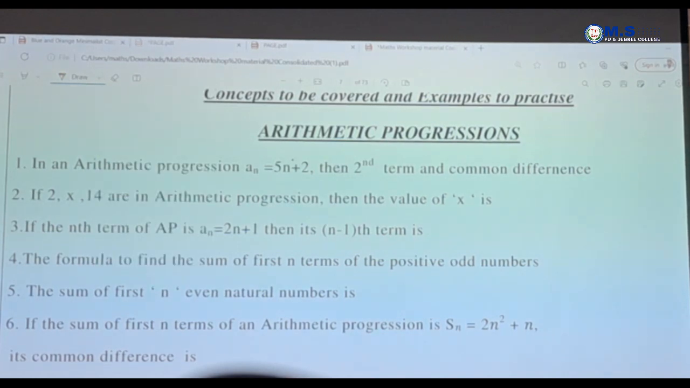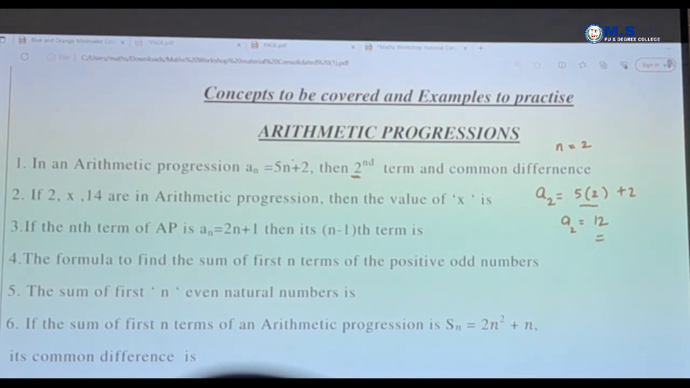You need to find out the second term. That means the value of n will be 2. So therefore, replace n by 2. Now a2 equals, look at the screen, 5 into 2 plus 2. Now what you should do, you should always use the BODMAS rule, multiply the terms. 5 2s are 10 plus 2. So the second term is 12.